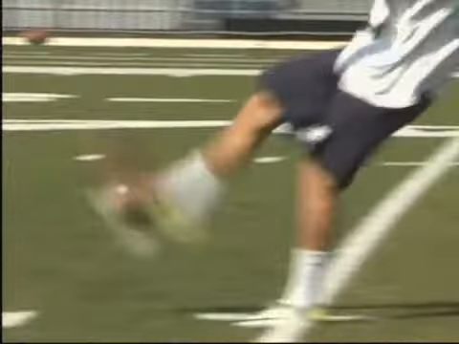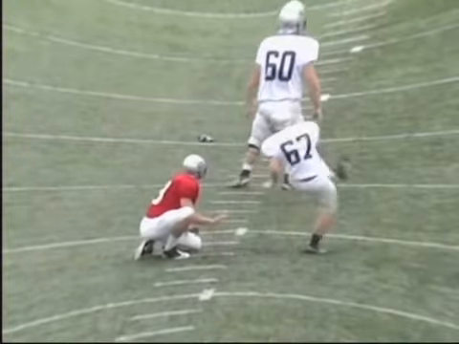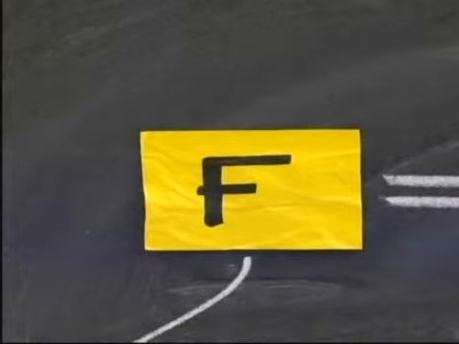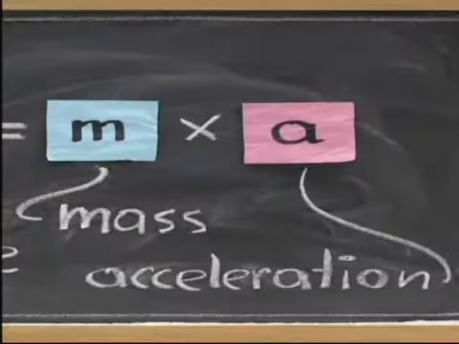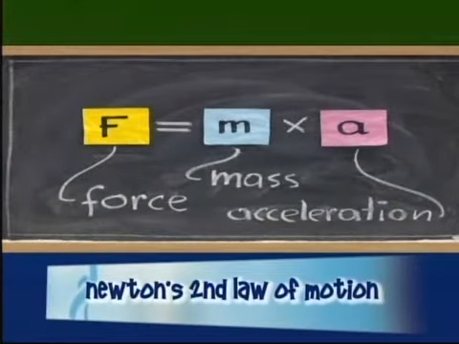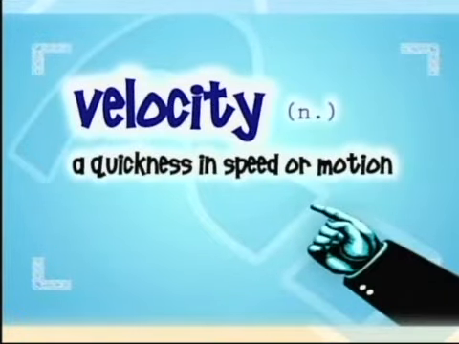So if you have an object with a mass that is accelerating, and accelerating means a change in velocity, that change in velocity is equal to the amount of force applied to the object. The way to say it with words is force is equal to mass times acceleration. The word velocity means a quickness in speed or motion.